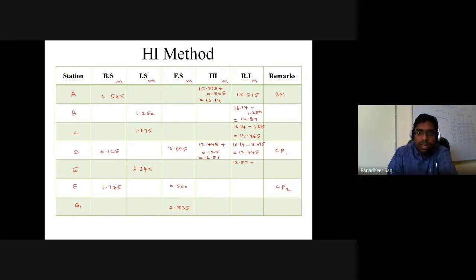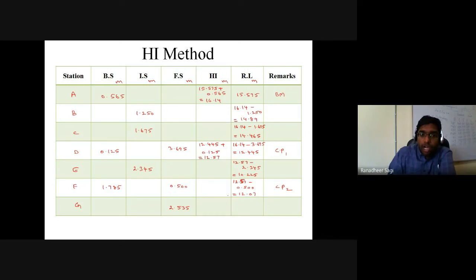minus, whenever you are talking in terms of RL, it is height of instrument minus the corresponding sight reading at that point. So minus 2.345, that is 10.225. Next, RL value of point F. RL value of point F is once again height of the instrument minus the corresponding sight reading, that is 0.500. It is 12.57, right? Okay, sorry. Yes, 12.57 minus 0.5 is 12.07.